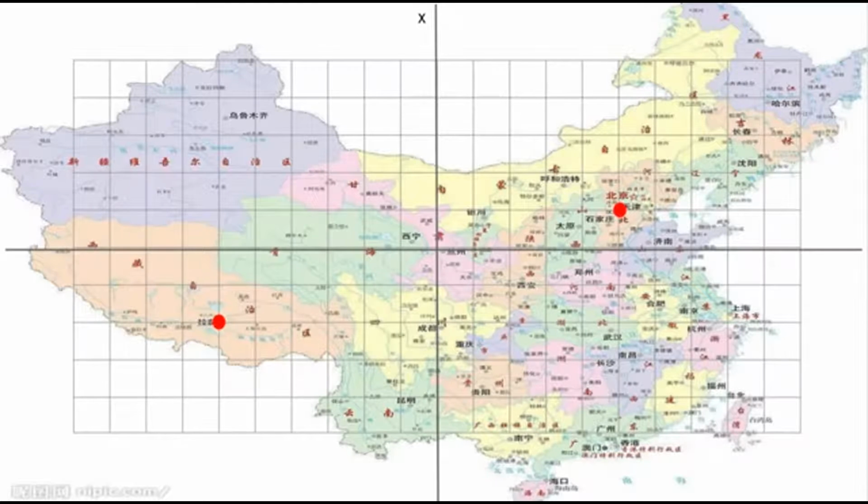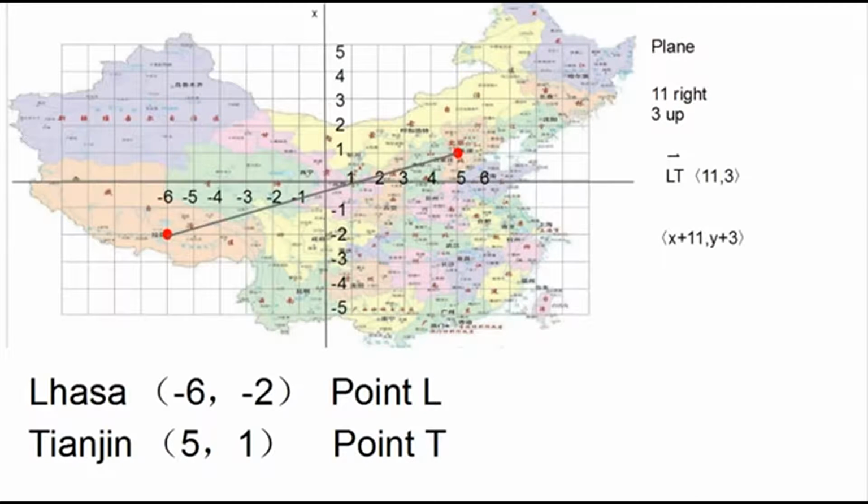Hello guys, so today I'm making another math video and you can see this is a map of China and it's all in Chinese, so ignore the name of the cities. So we're moving from this city to that city. So the first city is called Lhasa and we can just simply call it point L with a city L. And the second city is Tianjin, we just call it city T.